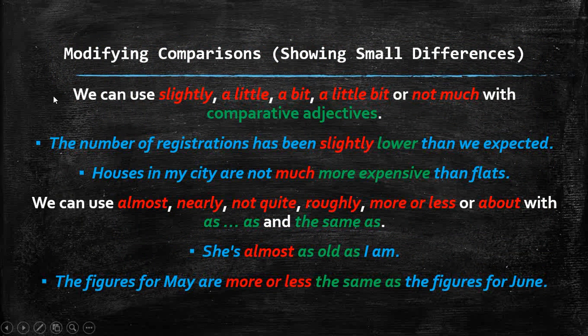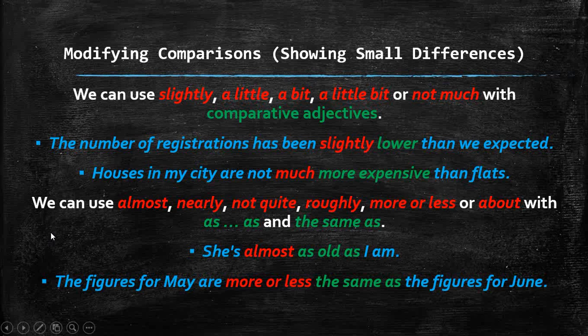We can use slightly, a little, a bit, a little bit, or not much with comparative adjectives to show a small difference between two things, two people, or two situations. For example, the number of registrations has been slightly lower than we expected. That means that there is a small difference between the real number of registrations and the number that we expected. Slightly means a little different. Houses in my city are not much more expensive than flats. Here, we also show a small difference between the price of houses and flats.